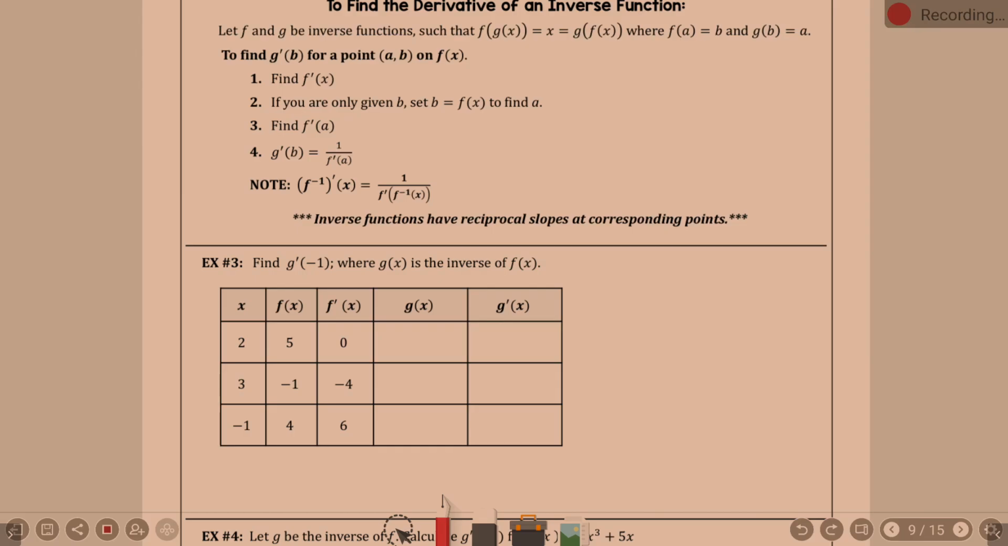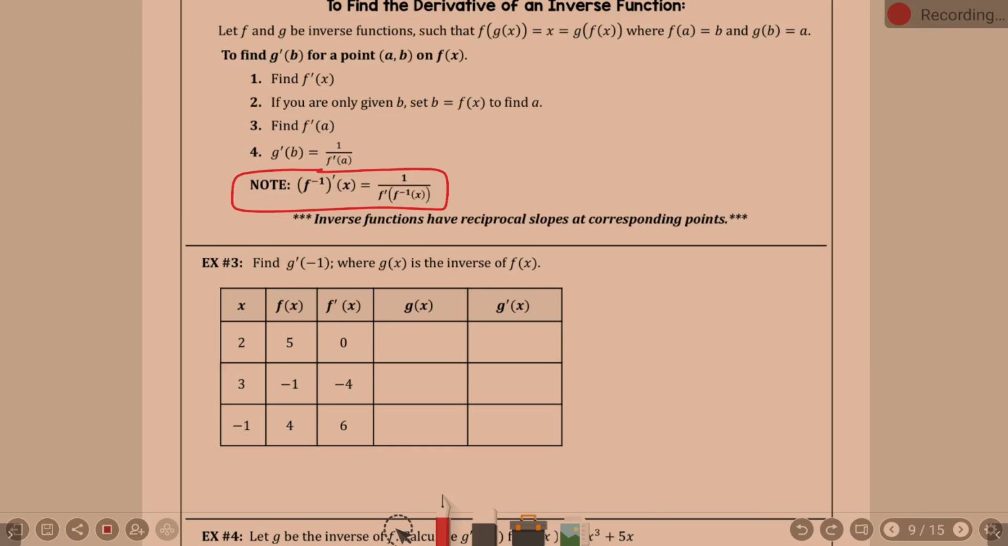Find f prime of a. Okay, that was the value we were given. You're going to have to find that. And then step 4 is using the formula. g prime of b equals 1 over f prime of a. Okay, that's a shortcut. We're going to use this formula here is what's going to make more sense. The derivative of the inverse is equal to 1 over f prime of f inverse of x. Okay?